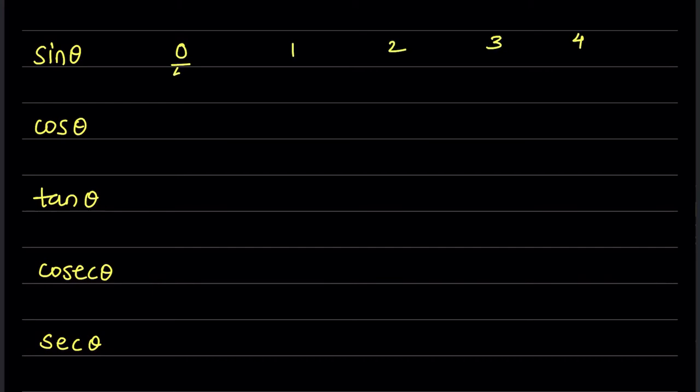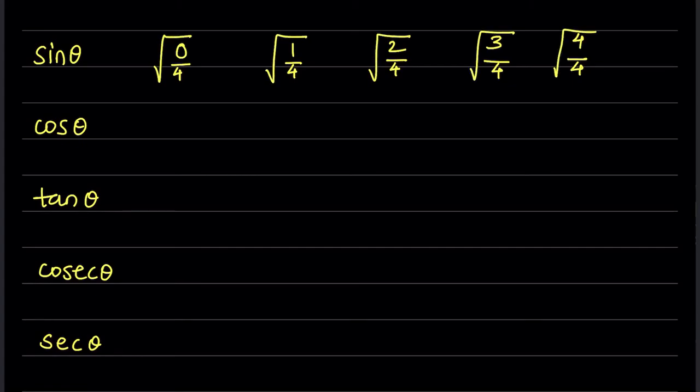Then divide all the terms by 4 and take their square root. So here 0 upon 4 is 0 and the square root of 0 is 0. 1 upon 4, square root is 1 upon 2. 2 upon 4 is 1 upon 2. So the square root of 1 upon 2 is 1 upon root 2. Here the square root of 3 is root 3 and the square root of 4 is 2. And here 4 upon 4 is 1. So the square root of 1 is 1. So this is how you get the values of sin theta.